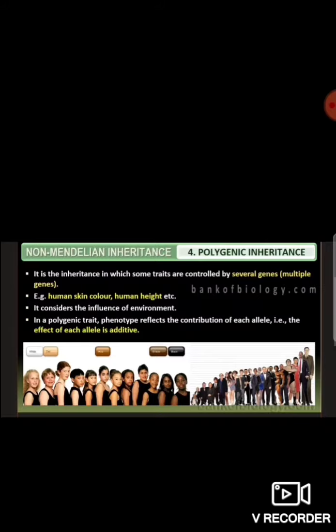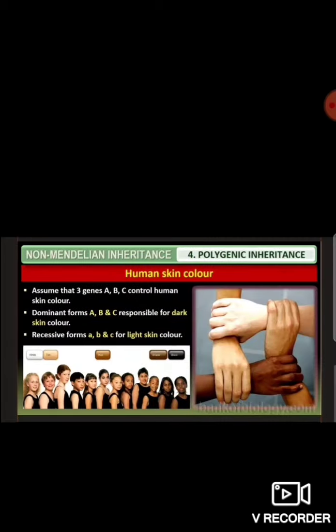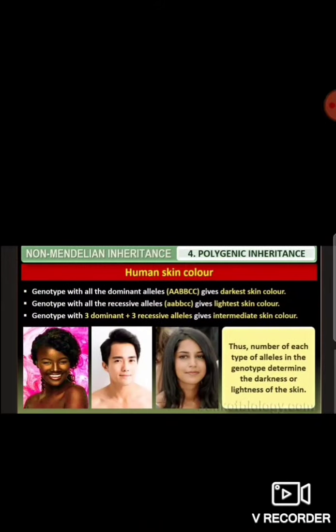So each allele effect will add up, and the final character or phenotype is expressed in the case of polygenic inheritance. Assume there are 3 genes A, B, C controlling human skin color. The dominant forms A, B, C are responsible for dark skin color, and the recessive forms small a, b, c for light skin color. A genotype with all dominant alleles will give dark skin color. A genotype with all recessive alleles will give light skin color.